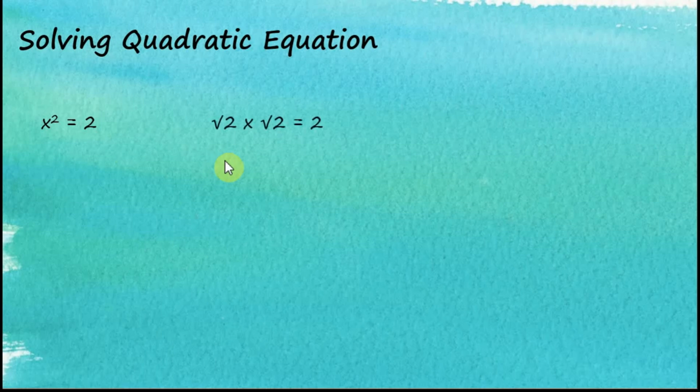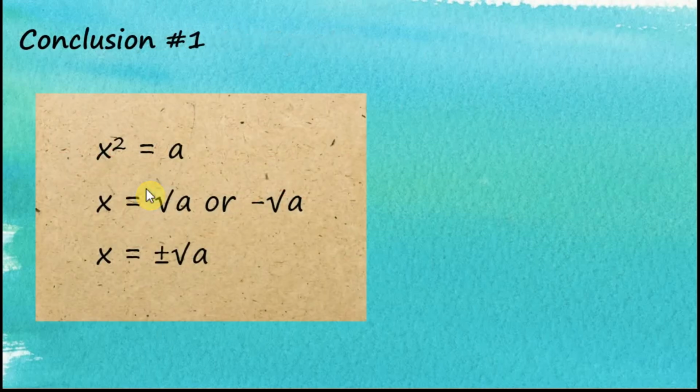I suppose you have learned that the square root of 2 multiplied by the square root of 2 equals 2, or we can write this as the square of the square root of 2 equals 2. Therefore the square of the negative square root of 2 must also equal 2, and so the solution for this equation is x equal to square root of 2 or negative square root of 2. We can conclude that if we have a quadratic equation x squared equal to a, then straight away we know that x is either the square root of a or the negative of the square root of a, or in a simpler form, x equal to plus or minus the square root of a.